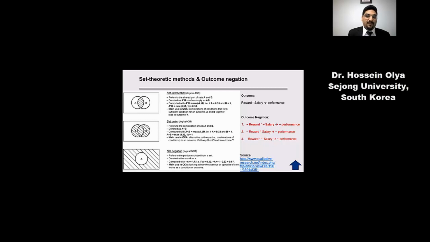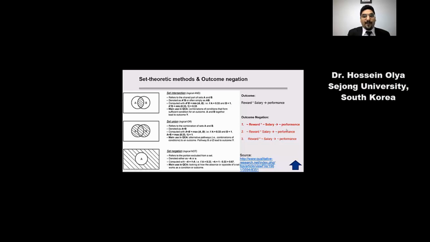We have other possible conditions that lead to a low level of performance. Like, although you have a reward system, the salary is low, then you have a low level of performance among your employees.